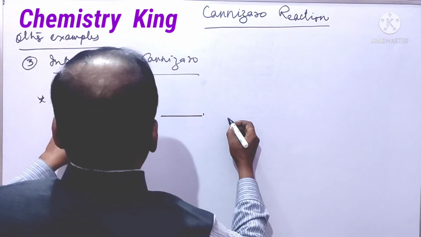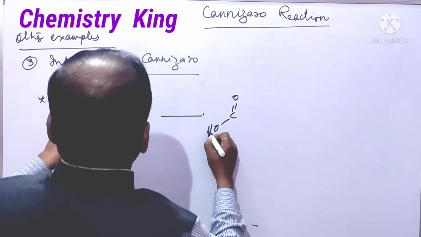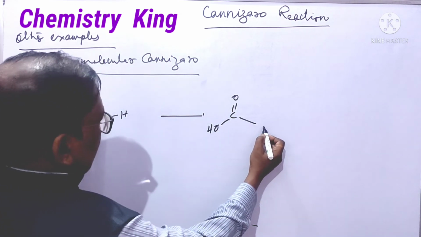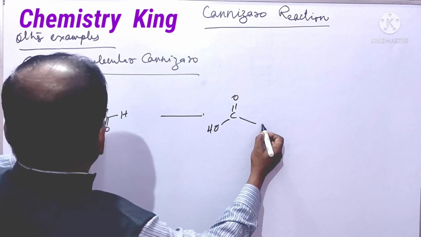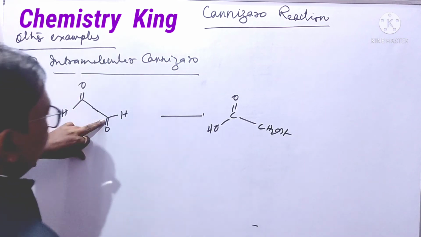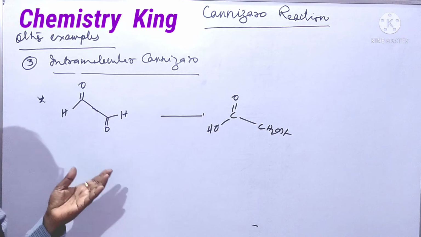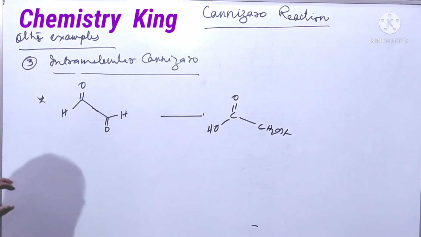One molecule is oxidized, C double bond OH, and another molecule is CH2OH. You will get this. It is intramolecular Cannizaro, within the molecule.